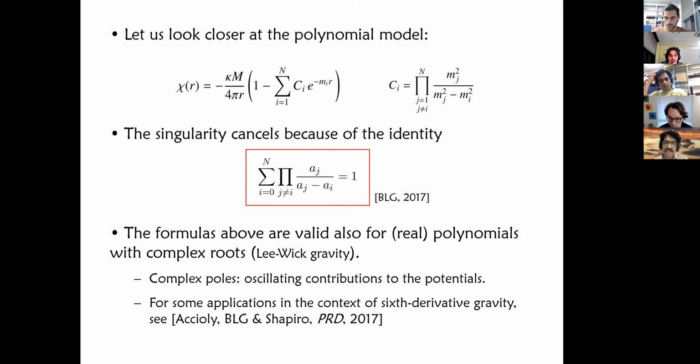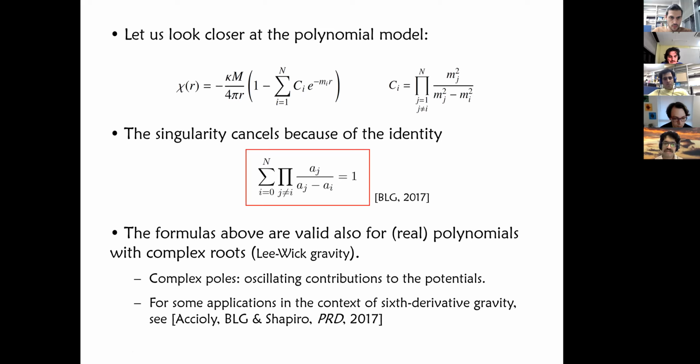And these formulas for the potential for a general polynomial derivative gravity are valid also if you have complex roots in the equation, which is related to Lee-Wick gravity, for example. It is interesting because these complex poles generate oscillating contributions to the potentials that follow more or less the same lines that Jens mentioned in his talk. Some applications of these oscillating modes can be seen, for example, in this paper with Antonio Scioli and Ilya Shapiro.